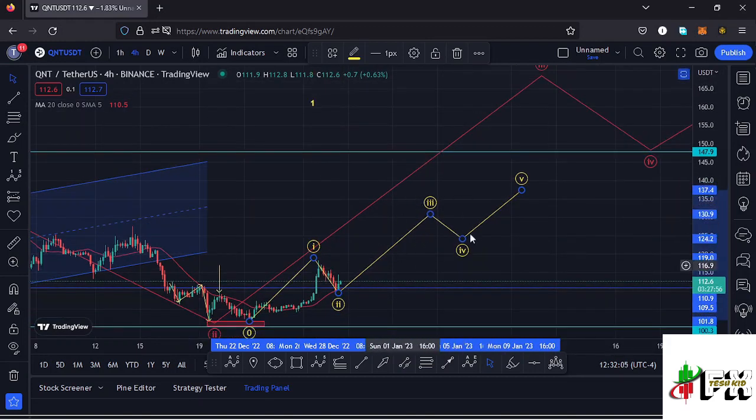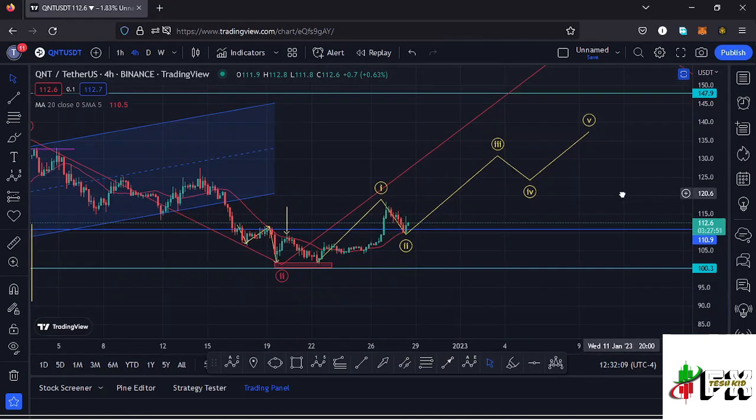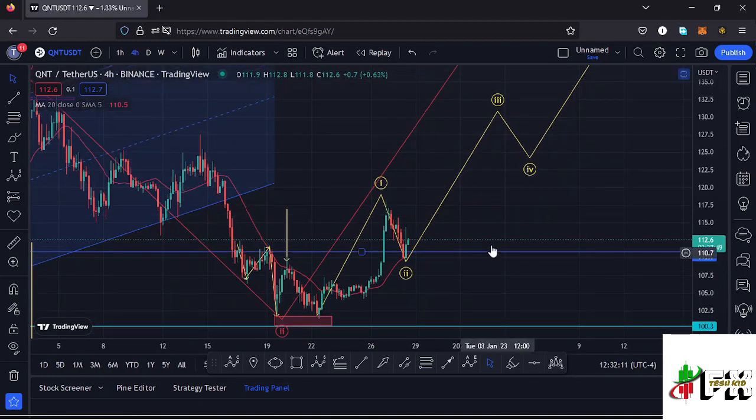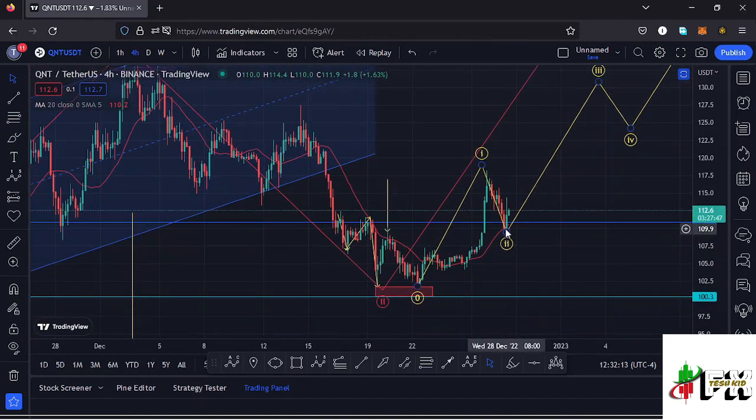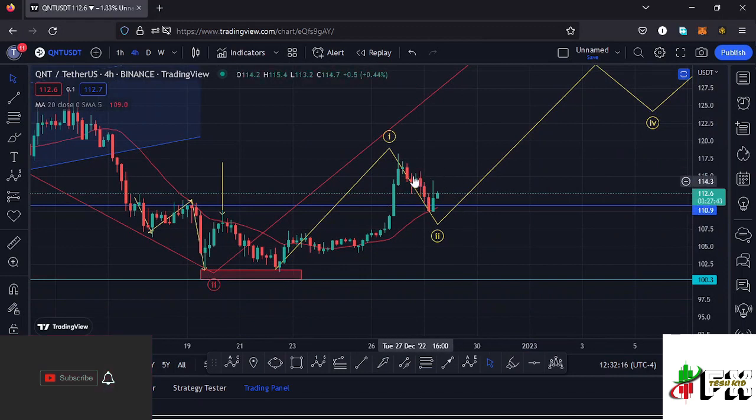So that means this is a fractal wave within the formation of this wave 3 to the upside, and sketching out a minimum target area to the upside in the formation of this second wave, which is right here. That is the minimum retracement area to the lower side in this movement.